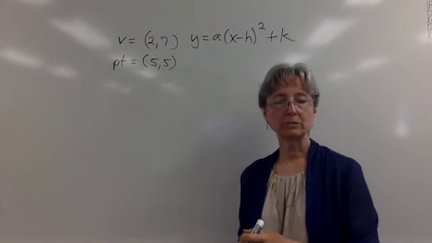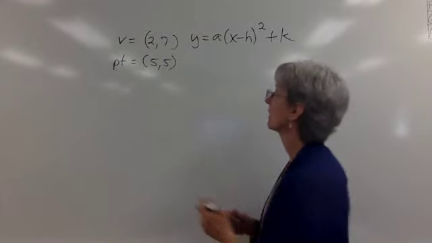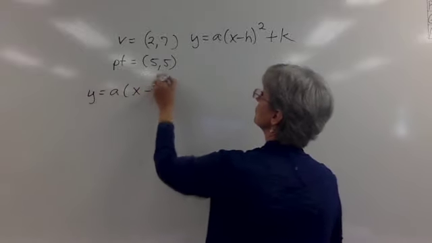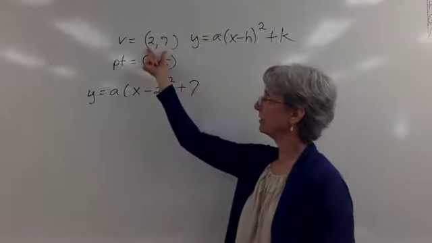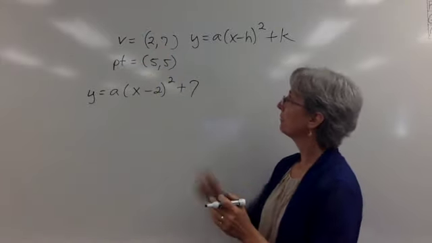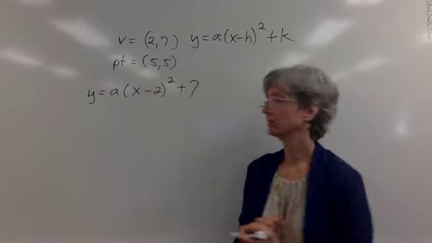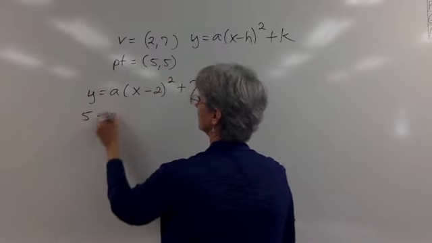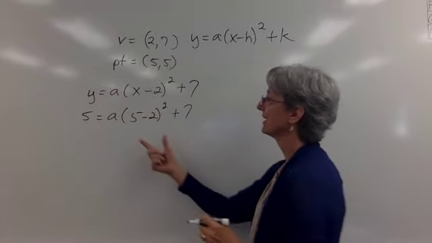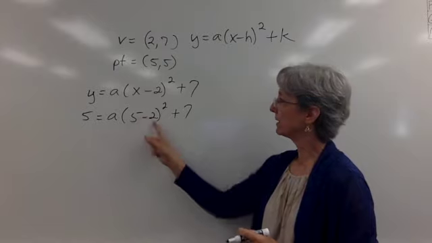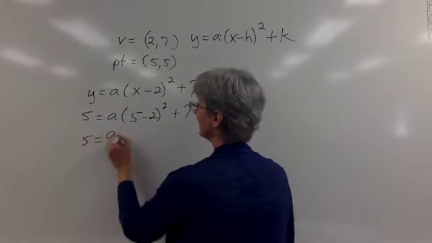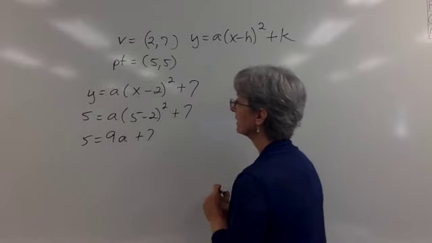So I'll do it one step at a time. First, I'll put in the vertex. So Y equals A, X minus 2 squared plus 7. There's my 2, 7. I'm subtracting the 2, right? Sweet. Now I'm going to put in my point 5, 5. So 5 equals A. This is 5 minus 2 squared plus 7. Simplify. 5 minus 2 is 3, and 3 squared is 9. So 5 equals 9A plus 7.